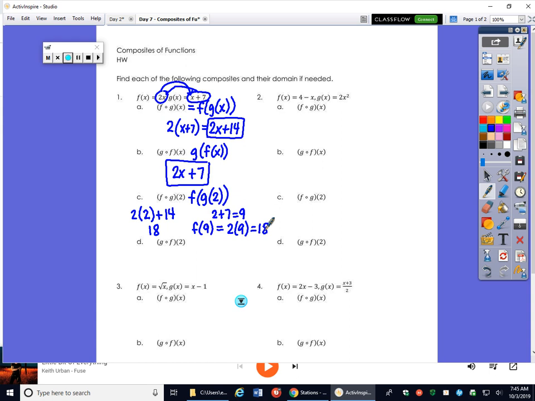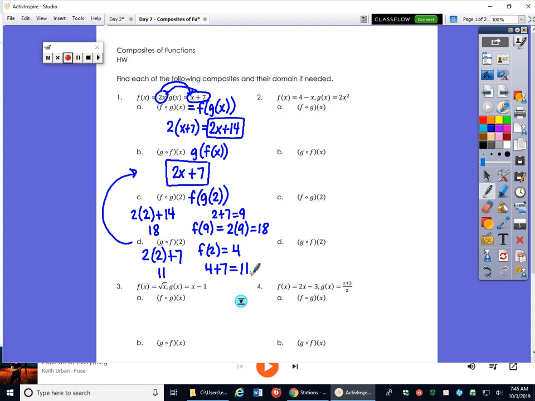So g of f of 2 would mean that I either can go back to my letter D and find g of f of x, which is 2 times 2 plus 7, which would be 11, or I can take f of 2, which is going to be 4, and then substitute that into the g of x equation and do 4 plus 7, which is 11. So there are two ways of doing that.